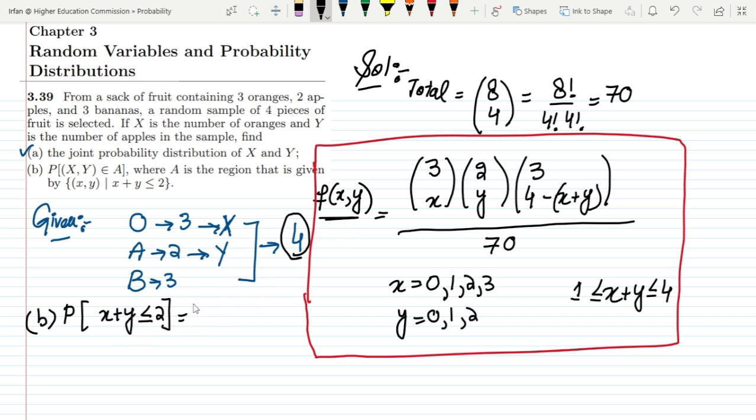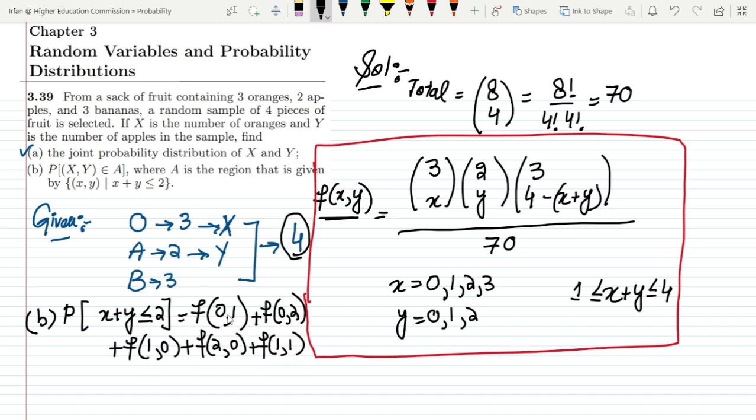These can be either f of 0 1, and we can see that 0 plus 1 is 1, which is less than 2. Also plus f of 0 2, so 0 plus 2 is also less than or equal to 2, which lies in this range. Similarly f of 1 0, plus f of 2 0, and also f of 1 1. So these are the values of x and y which I have to put here, and after finding the values I can add them together.